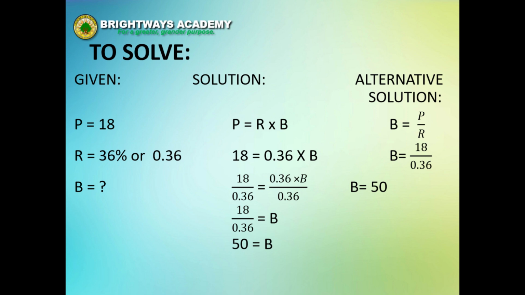Aside from that formula, we also have the alternative solution, which is B is equal to P divided by R. So we have B is equal to P, which is 18, divided by R, which is 0.36. 18 divided by 0.36 is equal to 50. So either you use the first formula or the alternative solution, you can arrive at the base.